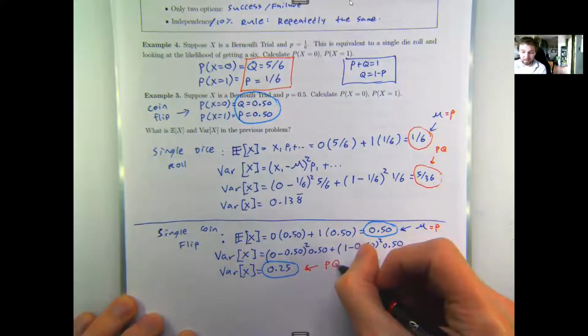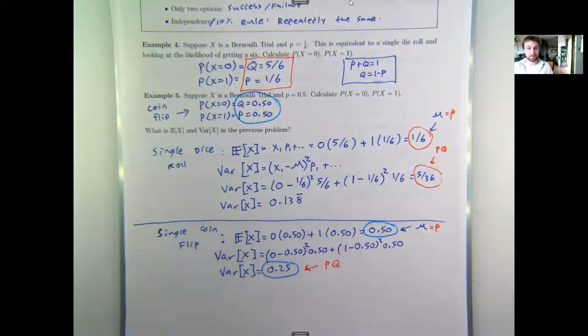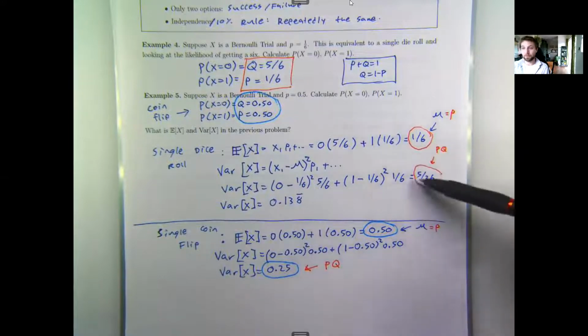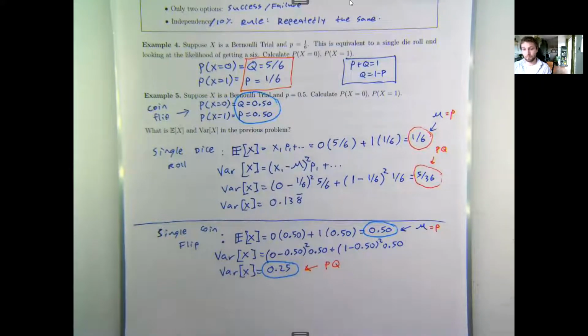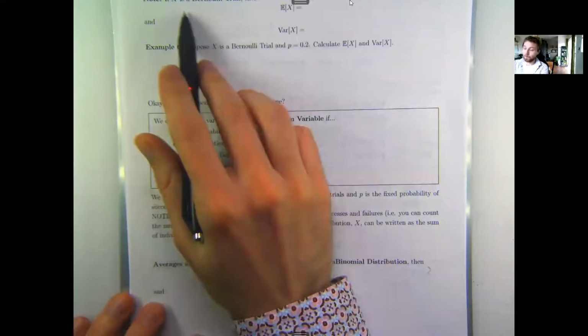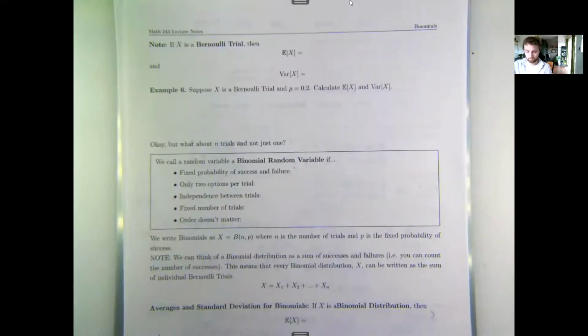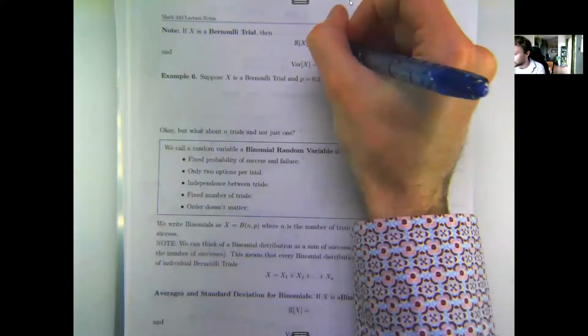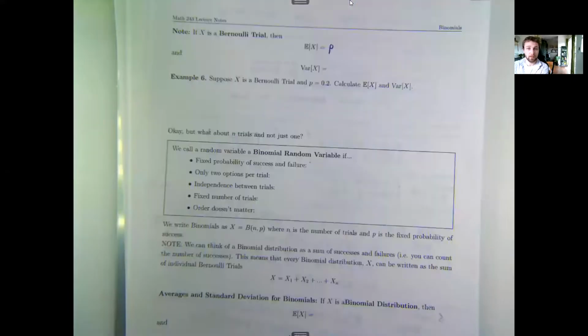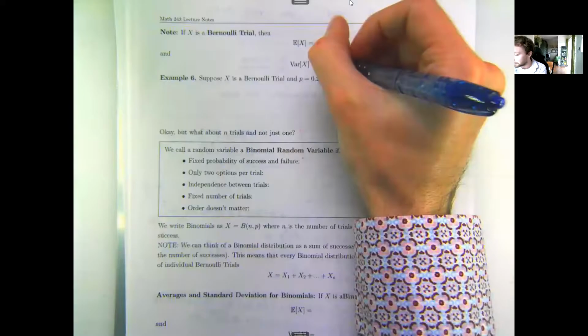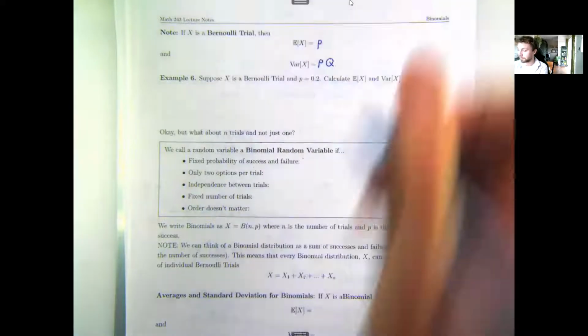This is a nice enough takeaway that I'm going to write this on the next page as a formula, but now I have a base that I can blow up to look at more than just one trial. I have a formula for the average and variance for one thing. So if you're dealing with a Bernoulli trial, the expected value is your success rate, P, and your variance is your success rate times your failure rate.